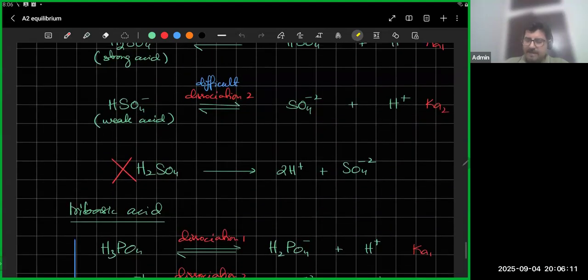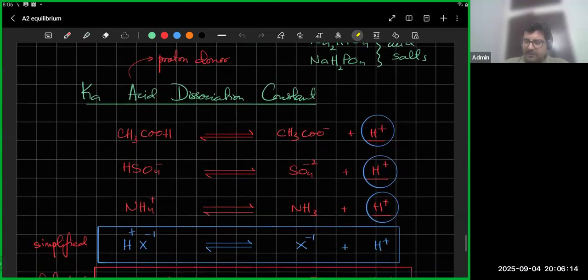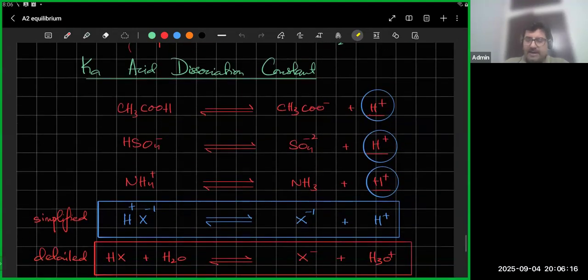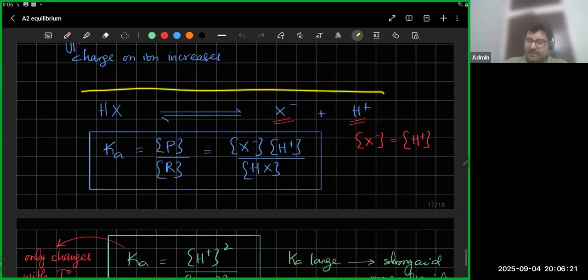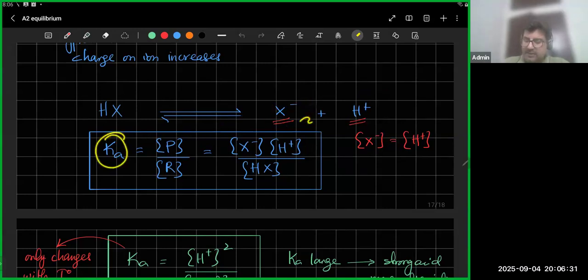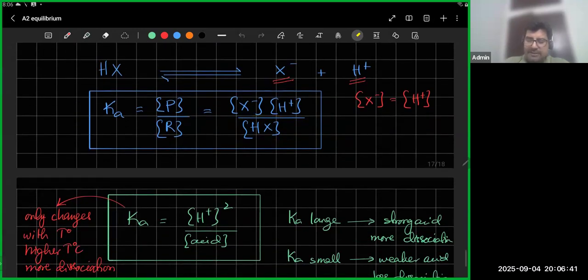So there is dissociation happening for all sorts of acids, and therefore they have a dissociation constant. It's an equilibrium reaction. So when an acid dissociates, your equilibrium constant is your product concentration divided by your reactant concentration. That's your expression. And what happens is that these two ions have equal concentration.